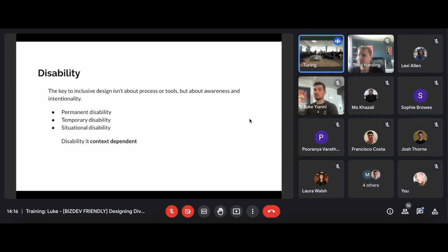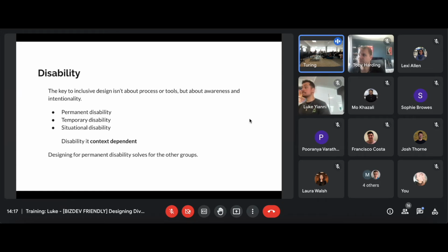Disability is context dependent. Sorry, not a typo. What it means is that disability isn't always "I am physically blind." There are also situations, say you're out in the sun and there's a bunch of glare coming from the sun, you can't see your phone. That counts as a form of disability. It's a temporary one. It's a situational one.